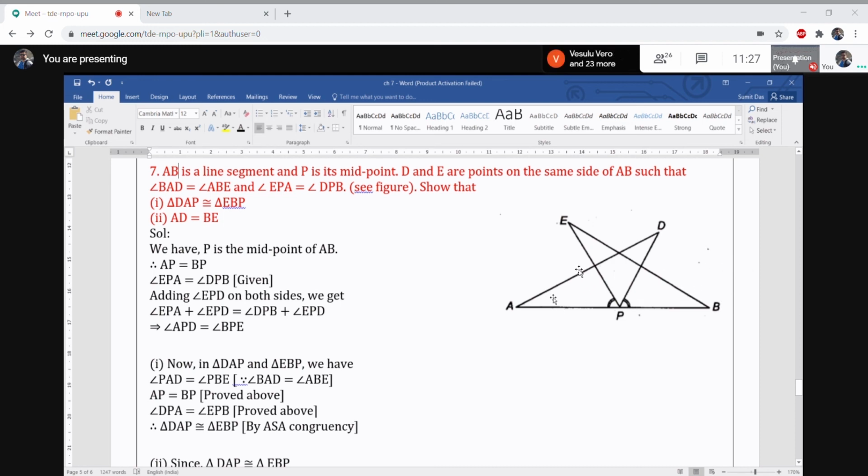And EPA and DPB, these two angles are equal. You can see in the figure. Okay, EPA means the double line, and BAD means this angle and ABE means this angle are equal. Show that triangles DAP and BPE, or EPB, are congruent, and we have to prove AD and BE are equal. So let's move on to the quick proof.